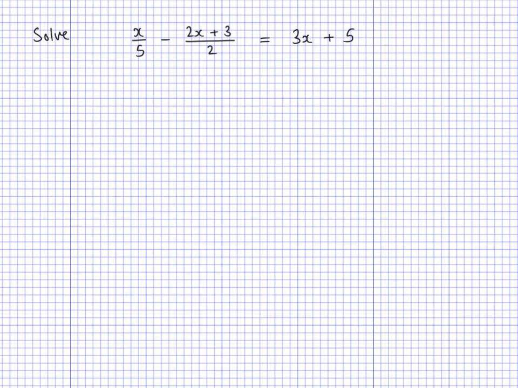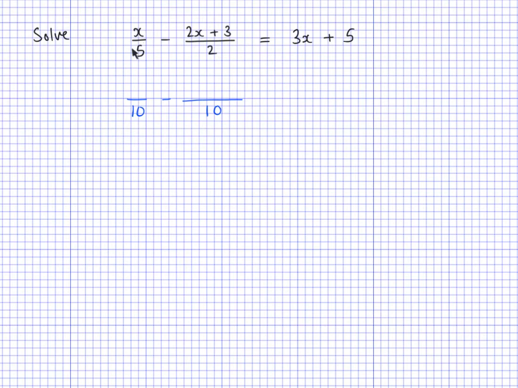What I said with the last one as well was if there were 2 fractions, we're going to put them together first before we carry on. So here we want a common denominator. 5 and 2 both go into 10, so I want to make my denominator 10. So I'm going to write a new fraction here: new fraction over 10, take away a new fraction over 10.